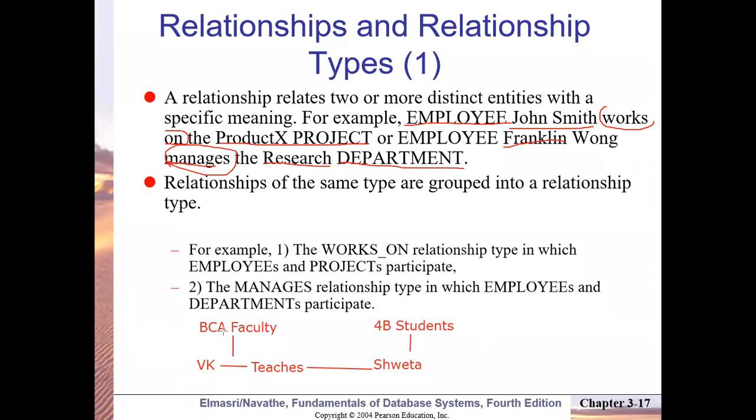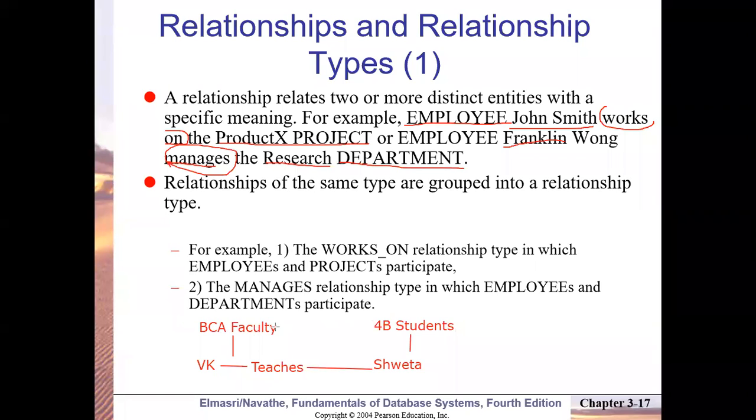So if you ignore individual entities and consider BCA faculty and 4B students, among BCA faculties, if you take only those faculties who teach 4B students, then that is the relationship between these two entity types. So VK is one entity, Shweta is one entity, but BCA faculty is the entity type and 4B students is the entity type. Entity type means the group of entities.